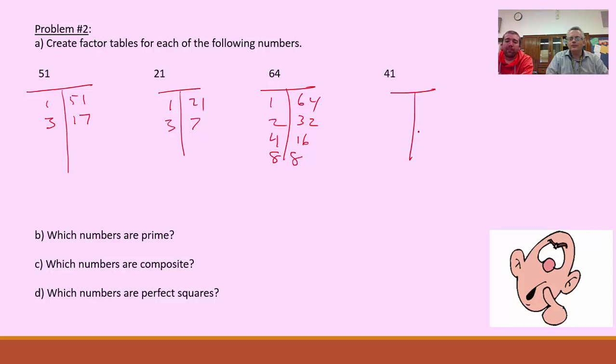41. I think it's just 1 and 41. What's the highest number you would try? 6. Good. The square root of 41 is a little bit more than 6, so you know you're done.